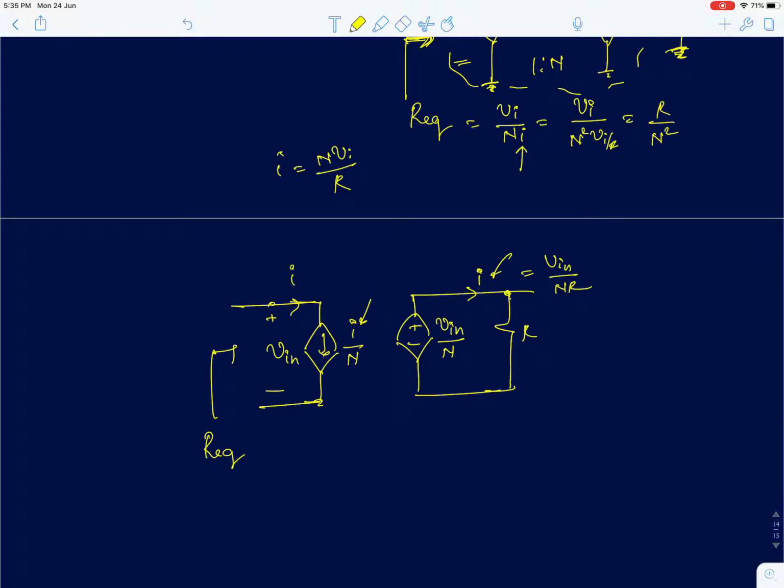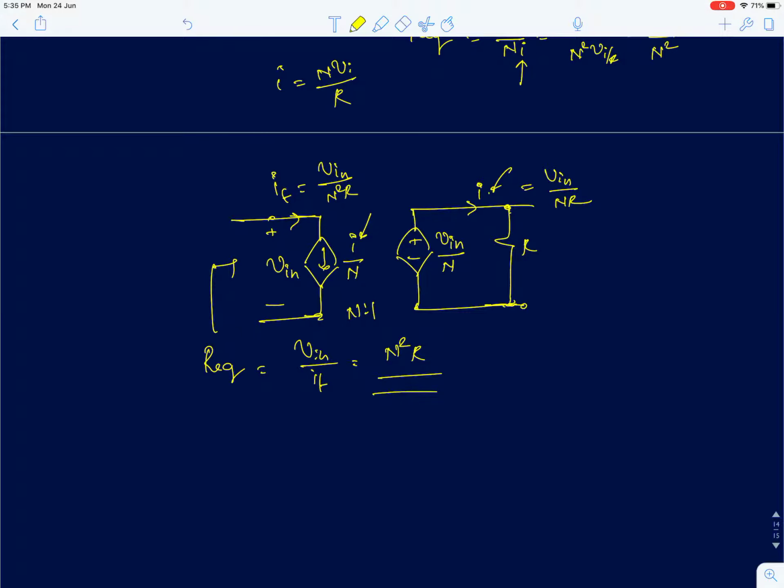So the current flowing here, I dash, I'm going to call that IT, will simply be I by N, which is V in by N square R. So your R equivalent is simply V in upon IT, which is N square into R. Again, as I said, this is a circuit equivalent model for an n:1 turn ideal transformer.